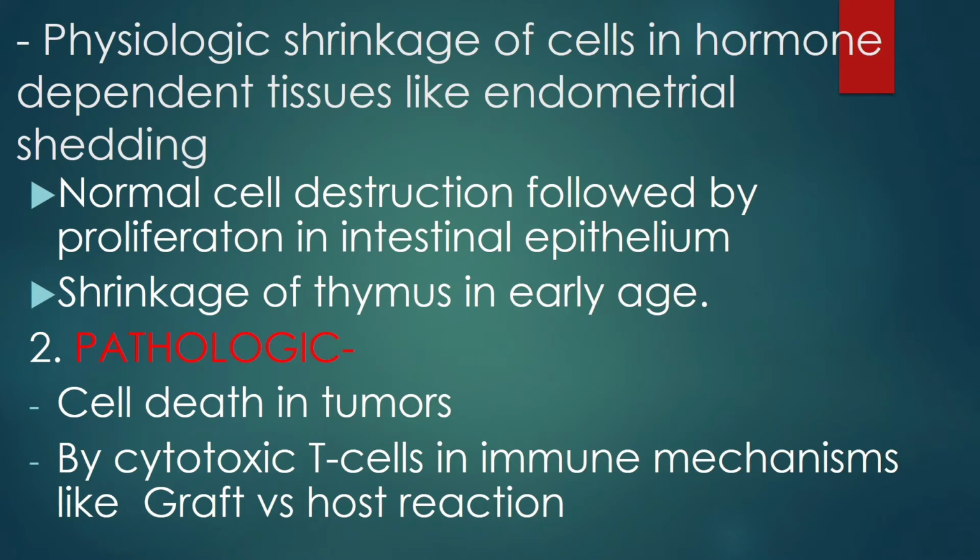Then physiologic shrinkage of cells in any hormone dependent tissues like endometrial shedding, so in this also there is physiologic shrinkage of cells. Then normal cell destruction followed by proliferation in intestinal epithelium. Then shrinkage of thymus. Now some pathologic processes are like cell death in tumors.